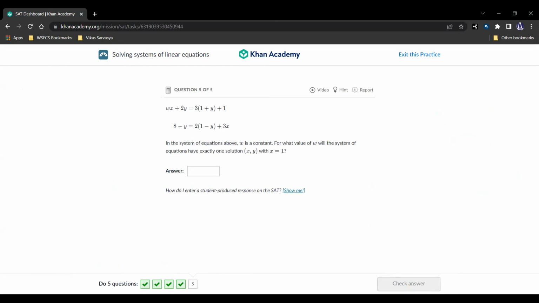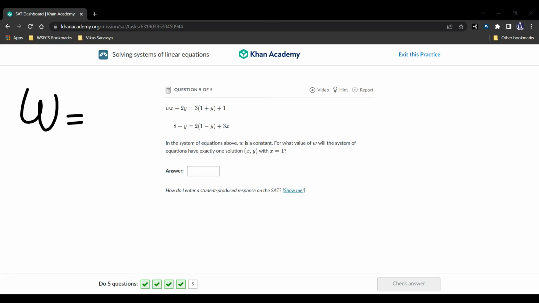Here it is. wx plus 2y equals 3 times 1 plus y plus 1. 8 minus y equals 2 times 1 minus y plus 3x. In the systems of equations above, w is a constant. For what value of w do the systems of equations have exactly one solution, (x, y), with x equals 1? So here we can do the same thing that we did before. We know that w is the constant, and we just write our equation out.